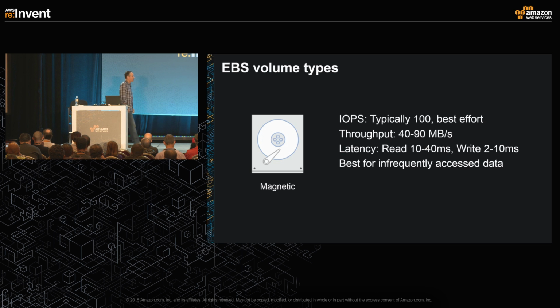So EBS magnetic volumes. These are best for infrequently accessed data. So say you take a snapshot of your database. You can stuff that snapshot onto the magnetic drive so that it's next to your instance in case you need it quickly. It's also good for log storage, so application logs and system logs and other things like that. And if you have cost-sensitive workloads, magnetic's still a good choice for you.